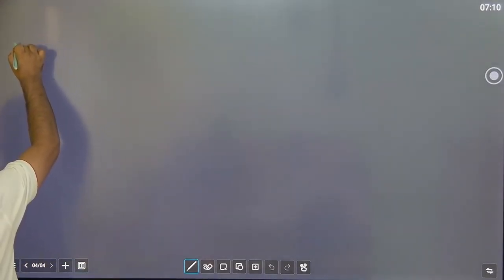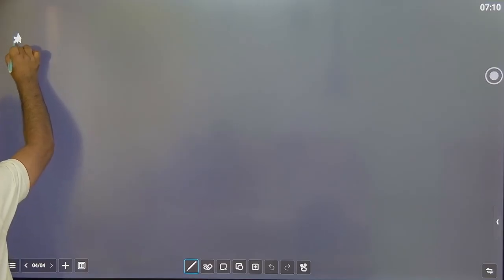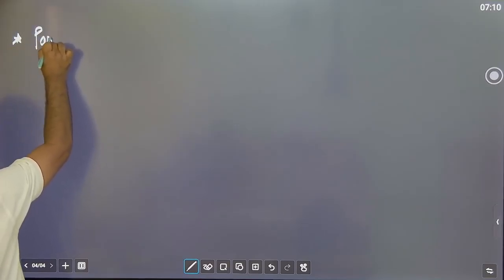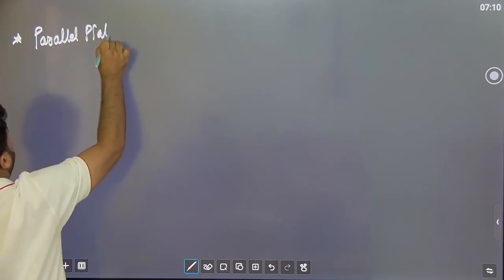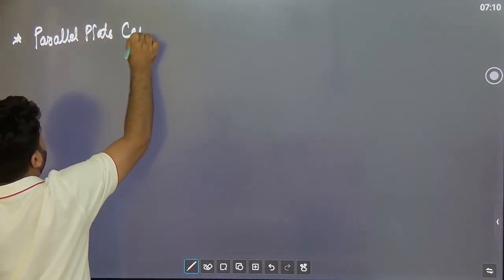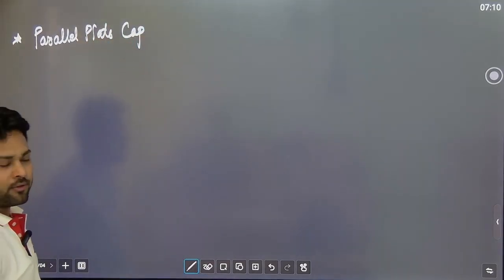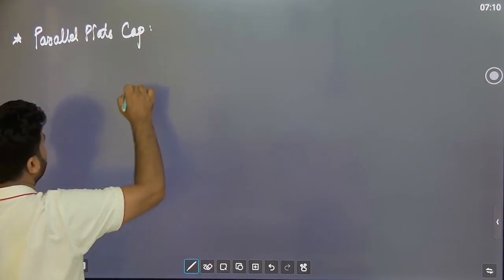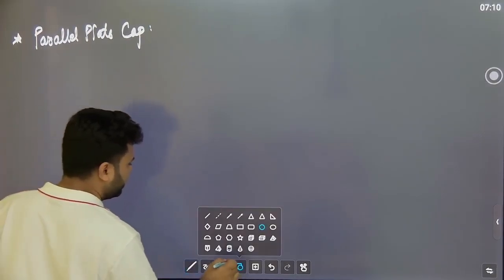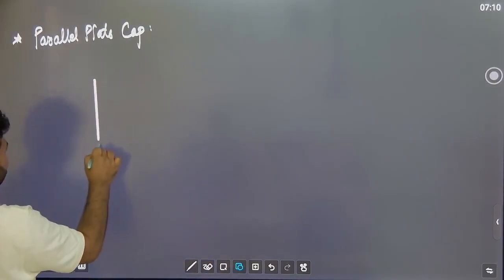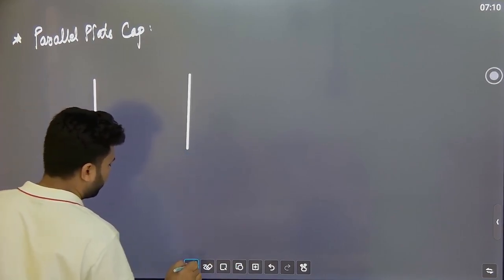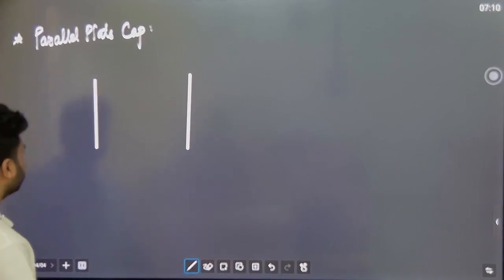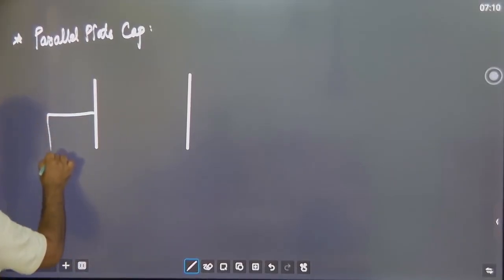Okay. Next we have parallel plate capacitor. So what you are doing? There are two parallel plates. So what happens? You connect these plates to the battery.